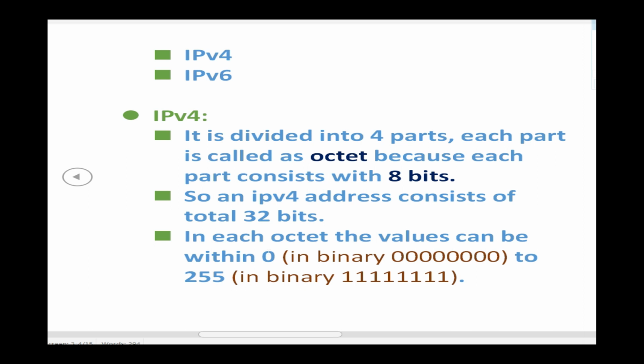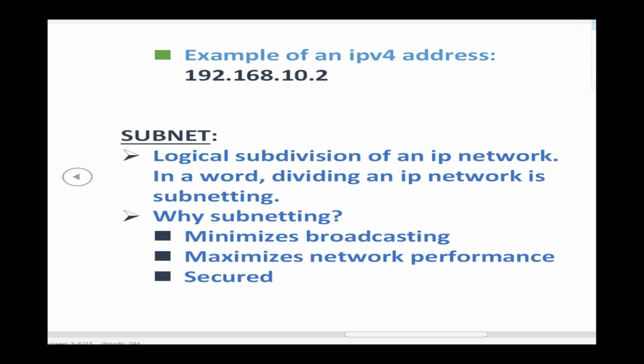So in 8 bits the minimum value we can give is 8 zeros. 8 zeros means the decimal value is 0. Again we can give the maximum value, means in 8 bits we can give eight 1s. So that eight 1s decimal value will be 255. So that's why we have said that in each octet the values can be within 0 to 255. So this is one example of an IPv4 address: 192.168.10.2.